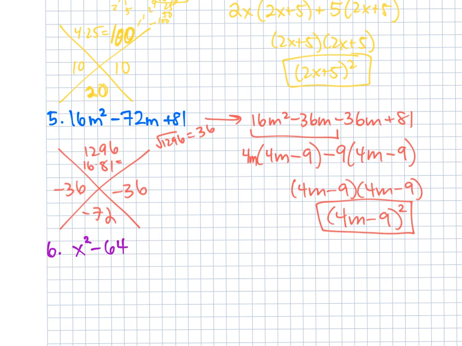So then once that was 36, I split the 72 and negative 72 into negative 36, and then did my undistributing, and then ended up with 4m minus 9 squared.